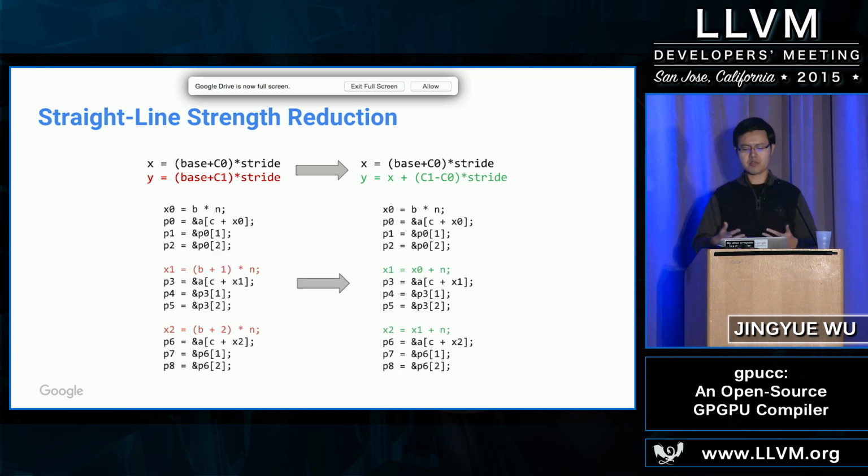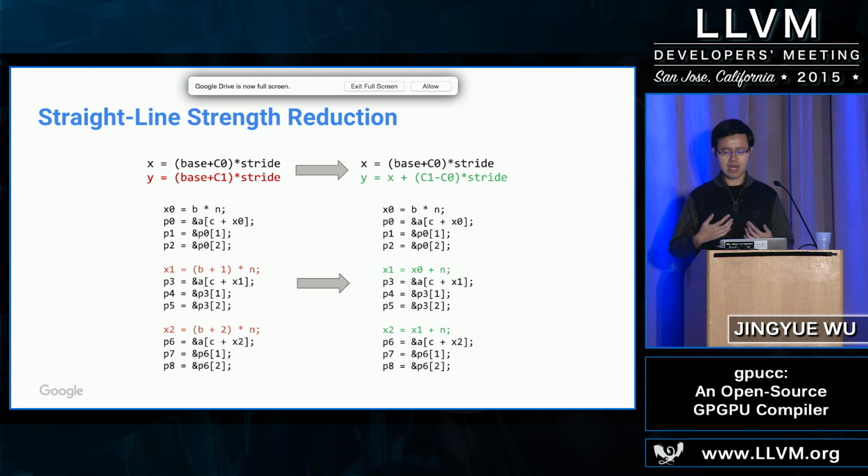So after applying this rule to the result of pointer arithmetic reassociation, we simplify x1 into x0 plus n and x2 into x1 plus n. The code becomes much simpler.